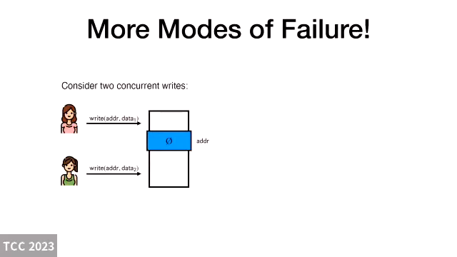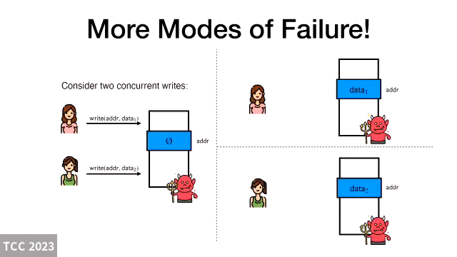One thing I want to point out here is that there are actually more modes of failure. For example, if you have two clients who make a concurrent write to the same address, one thing a malicious server could do is branch this memory. Now there are going to be two versions of the server. And now when both these clients try to read back from the server, the server could send back data 1 to the first client and data 2 to the second client. So there's this issue of branching.